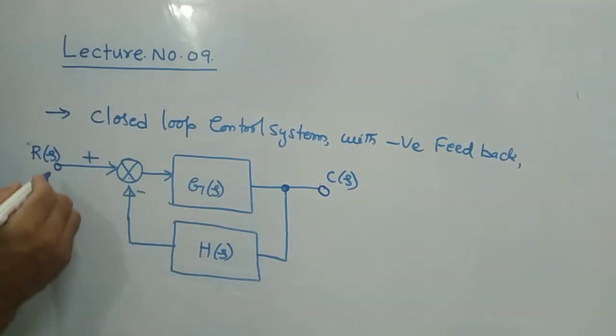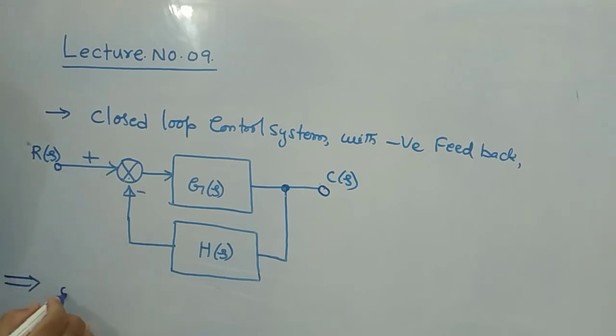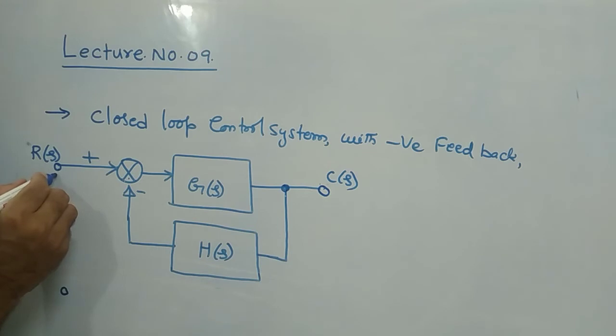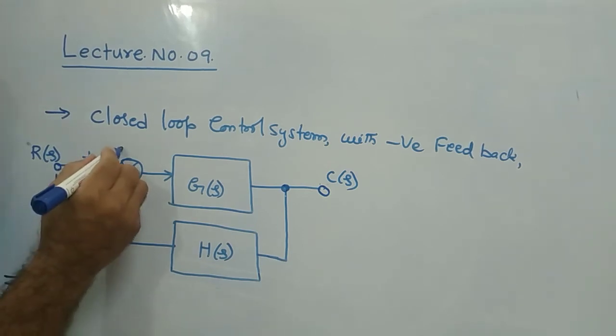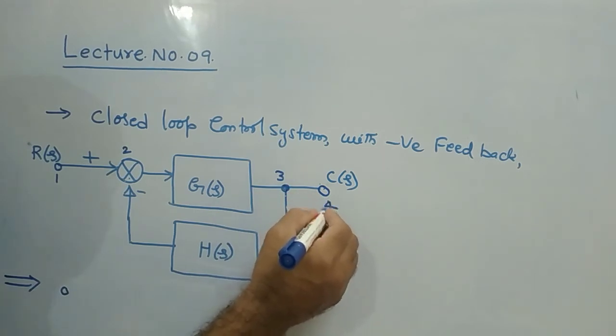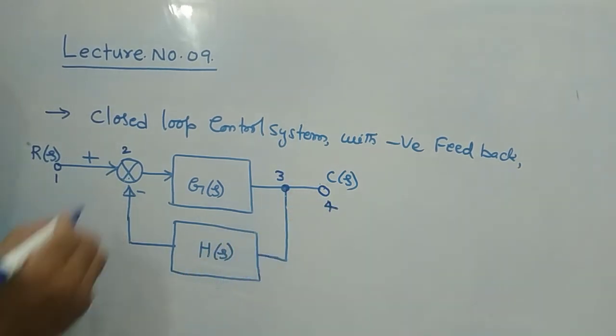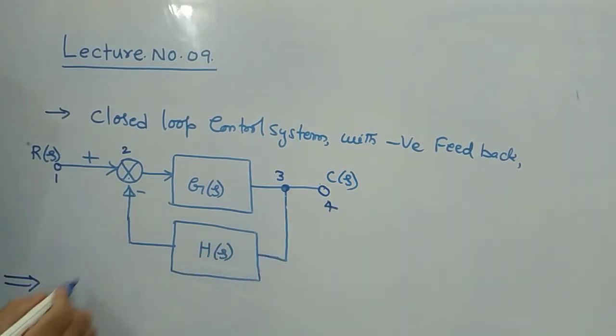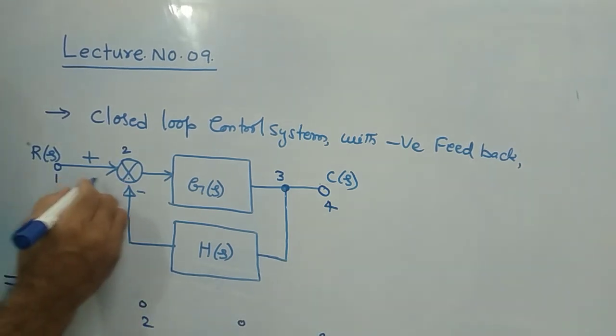Then obviously this is your first node point, R of S. You can identify like this: 1 summing point, give 2 for this, give 3 for this, 4 for this, finished. Then it is your first one, and this is the second node, this is the third point, and this is your fourth point. Okay, this is 1, 2. What are the points available?